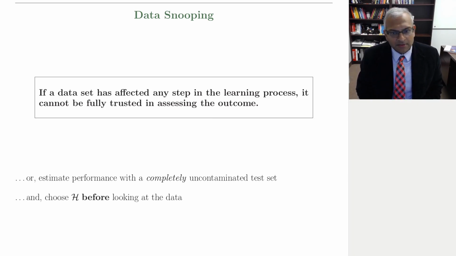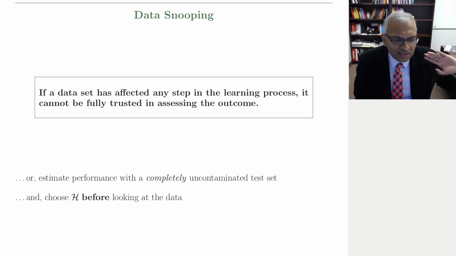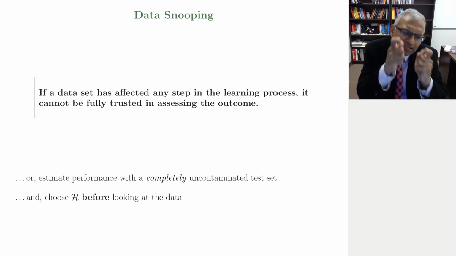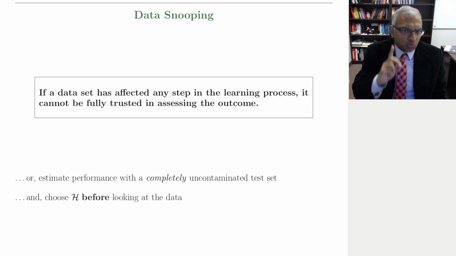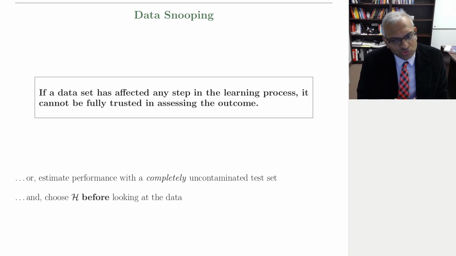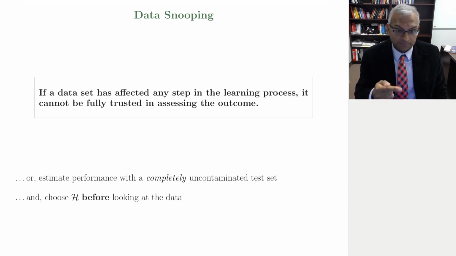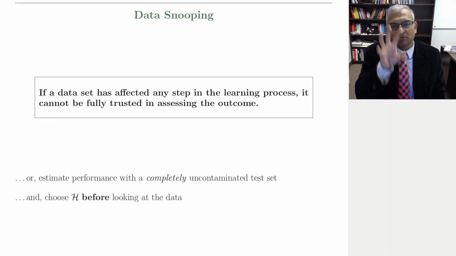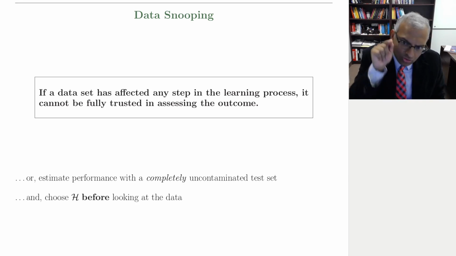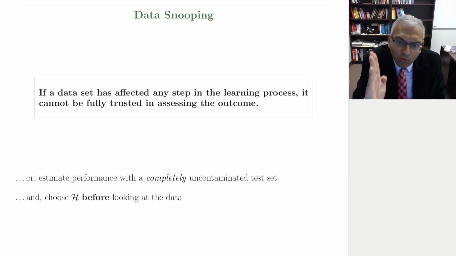Okay. So that means that whenever you are thinking that you're going to assess your performance on a test set, you have to lock that test set in a vault, and that test set must not affect any choice in the learning process. Now, there is one choice in the learning process that the data has to affect, which is the choice of your final hypothesis from your hypothesis set. And we can account for that choice by making sure that you pick the hypothesis set before you look at the data. And that was the reason for that very important principle. You always, always, always must choose your hypothesis set before you look at the data.